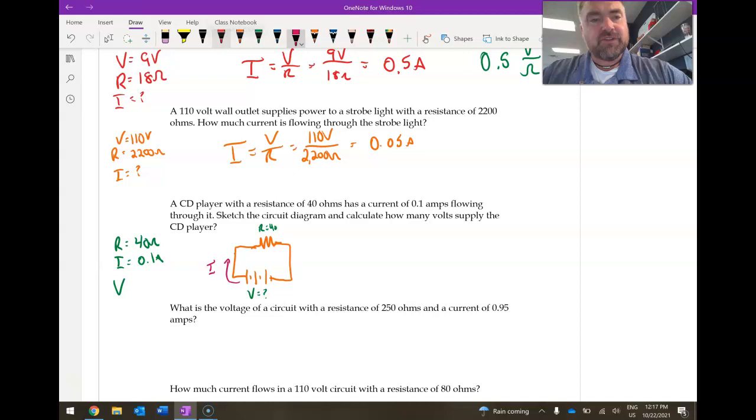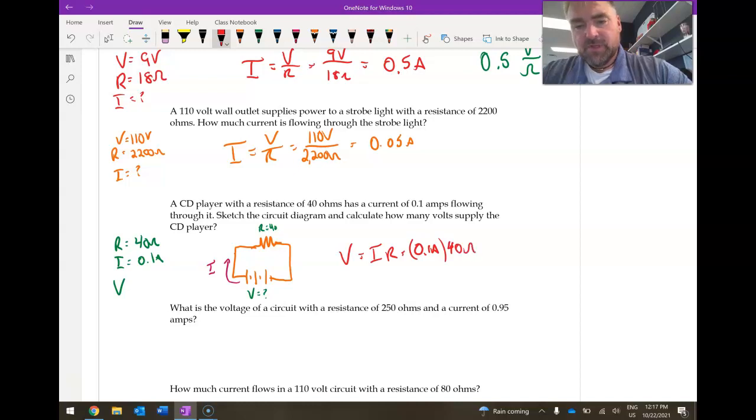So if we want to solve this for my voltage, my V is equal to I times R. I know my current, that was 0.1 amps, and I know that my resistance is 40 ohms. When I multiply those two together, I get 4 volts.